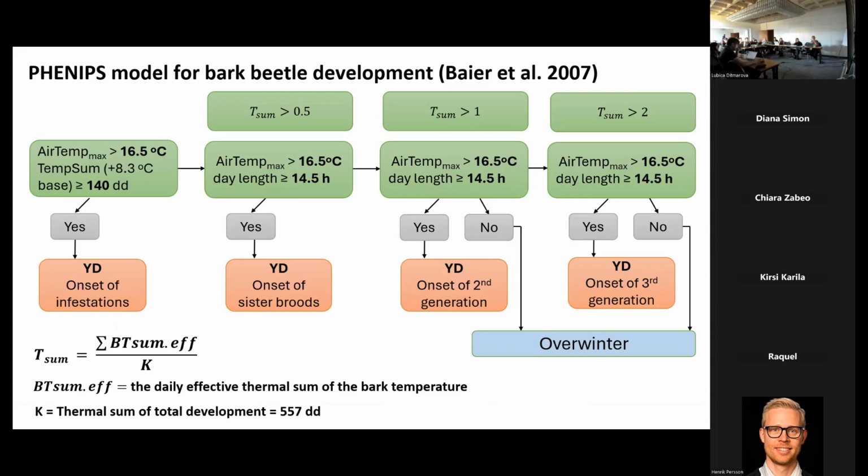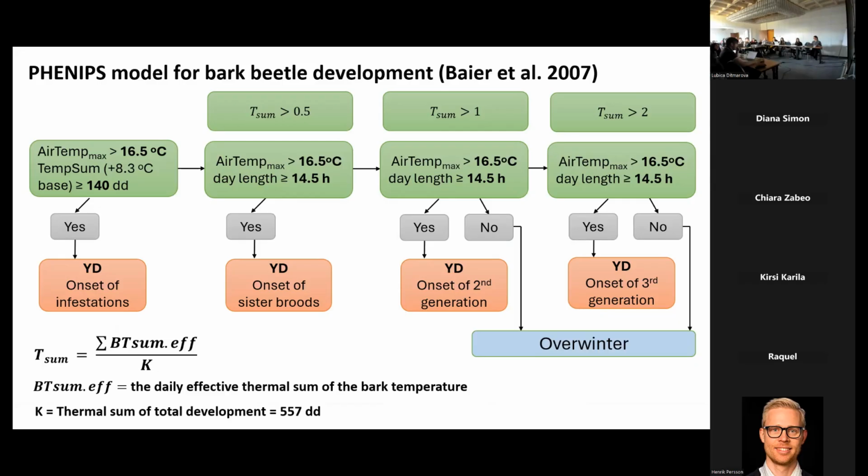And then to calculate the sister brood generation, second and third generation, there is a new coefficient, T sum, which is calculated based on the temperature sums of the temperature of the bark and the total development cycle of one generation of bark beetles. If it's 0.5, and the other conditions, the air temperature and the day length, are fulfilled, then there is a sister brood generation. And if the T sum is more than 1, then it calculates the day of the year of the second generation. If the conditions are not fulfilled, then the beetles will go to overwinter, to sleep.